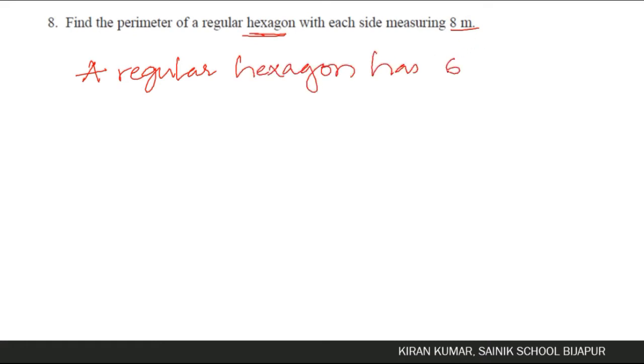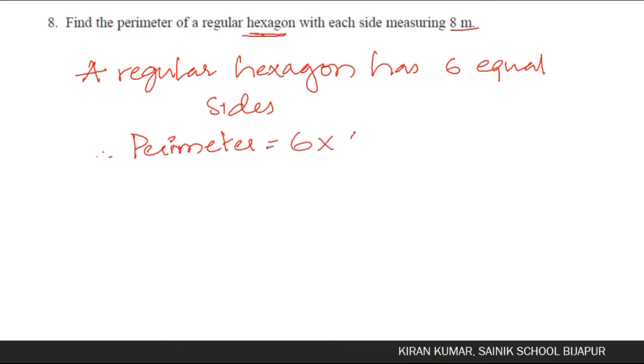Question 8. Find the perimeter of a regular hexagon with each side measuring 8 meters. You should know the meaning of regular hexagon. A regular hexagon has got 6 equal sides. Therefore, perimeter will be equal to 6 times 8, which is 48 meters.